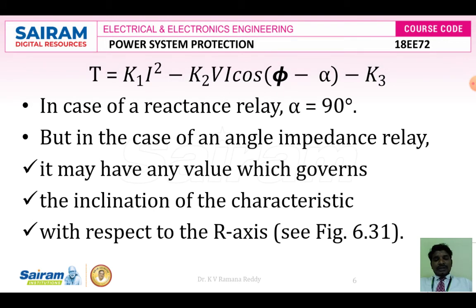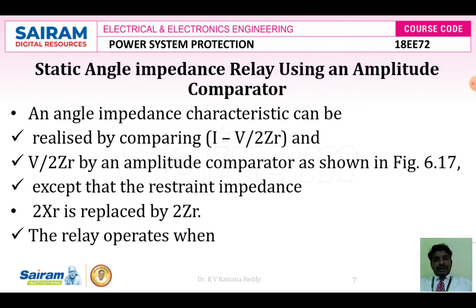Before that, here the torque, whenever K1 I square is greater than K2 VI cos of (pi minus alpha), the operating torque is positive. Whenever K2 VI cos of (pi minus alpha) is greater than K1 I square, then negative torque will be produced. In the static angle impedance relay using an amplitude comparator, the angle impedance characteristic can be realized by comparing two functions. One is I minus V by 2ZR and the other is V by 2ZR. One is with respect to the current winding, the other with respect to the voltage winding.